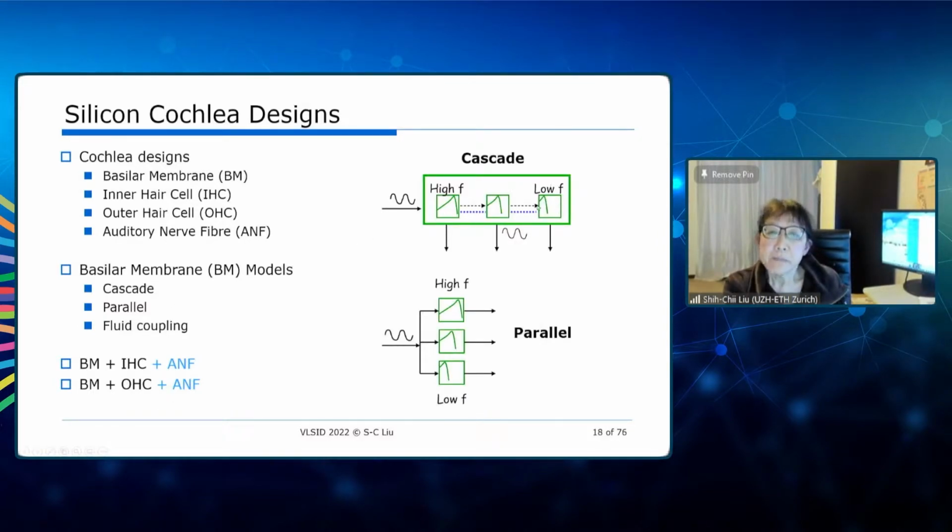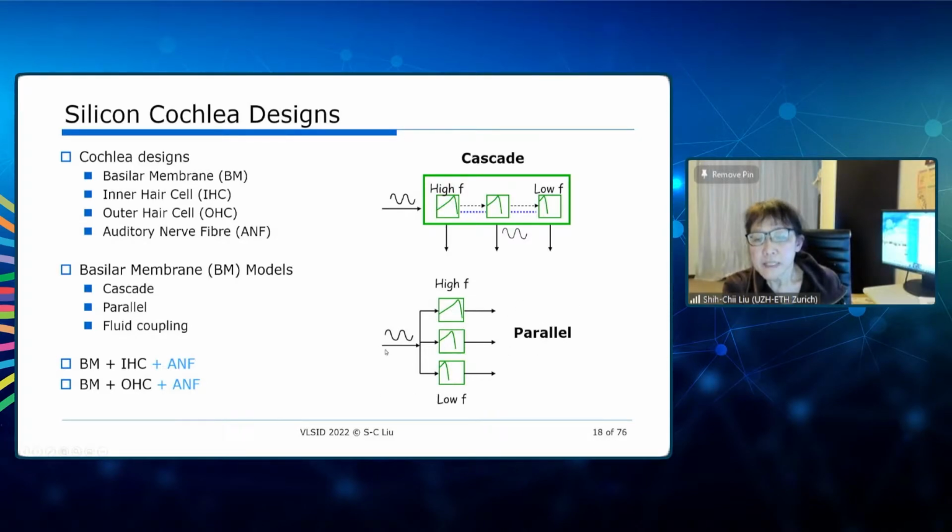So this is what I mean by a cascaded architecture. Here's an input coming in. It goes to a set of filters. The output of the first filter becomes the input to the second filter, and this just goes on. And you start with the high frequencies down to low frequencies, as in the frequency response of the basilar membrane.